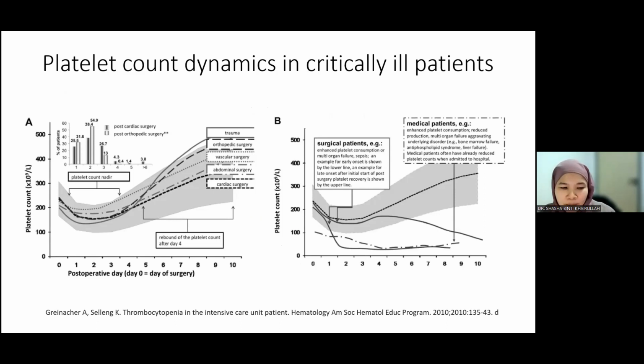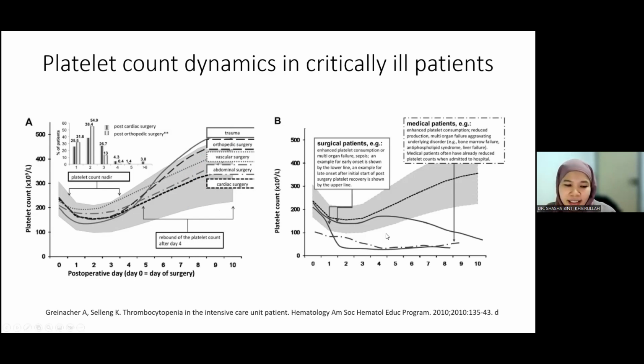In surgical patients, the platelet count will reach a nadir between days 1 to 4 post-surgery, and in a vast majority, the platelet counts will start picking up, reaching the pre-surgical levels between days 5 to 7. As you can see here, different types of surgery show slightly different patterns in terms of platelet count decrease and the time to reach pre-surgery platelet levels, but the pattern in a way remains the same.